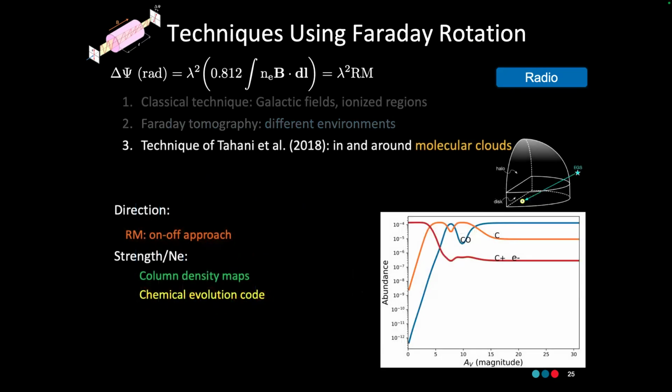And then the third technique, which was developed in 2018, allows us to find the line of sight magnetic fields associated with molecular clouds. In this technique, again, we are using extragalactic sources. In the Faraday tomography technique, we are using extended emission, but in the first and the third technique, we are using just point sources, which could be either pulsars or extragalactic sources. I won't talk about the third technique in detail, but I'm happy to answer any questions. Briefly, it's based on an on-off measurement and also using column density maps and chemical evolution code.